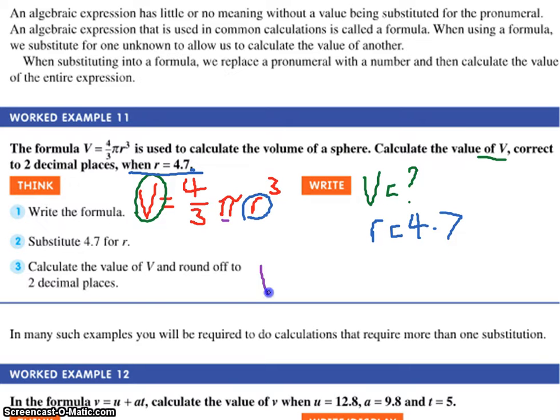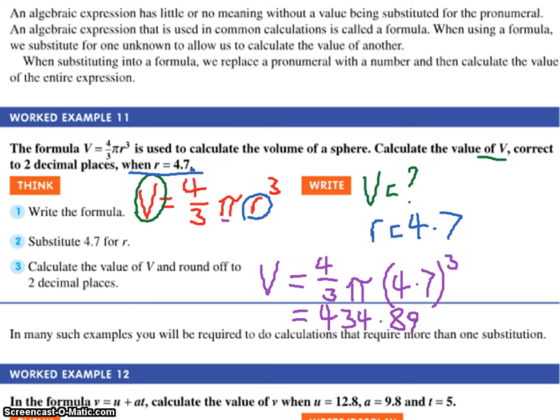Well, V, we still don't know what V is, so that stays there. Equals is fine. Then we've got 4 over 3, we've got pi, and we've got 4.7. I'll chuck it in brackets, and I'm going to erase that and do it again because it's ugly, and it makes my life easier to do that, and cubed. So we've substituted in the one thing we knew. You then put that into a calculator and correct to 2 decimal places. You'll get an answer of, notice I'm working with my equal signs underneath each other, we'll end up with 434.89.